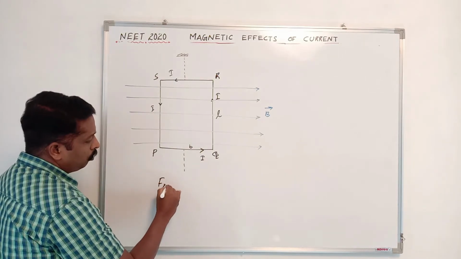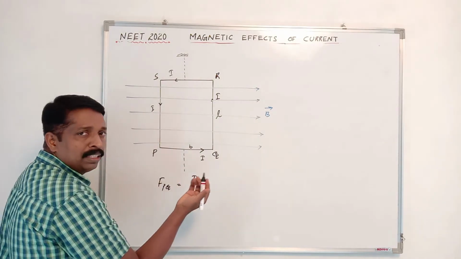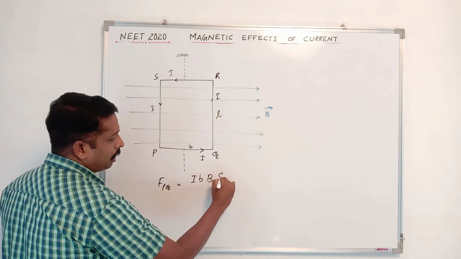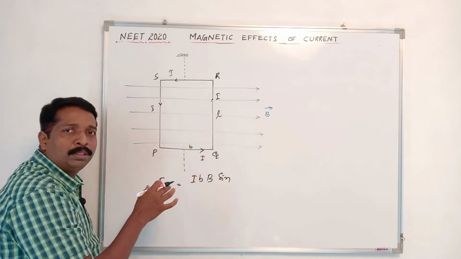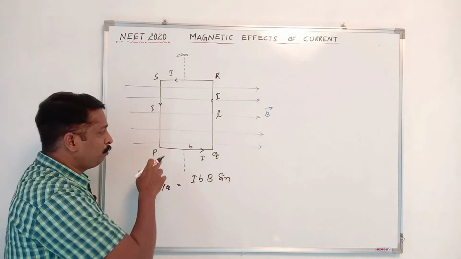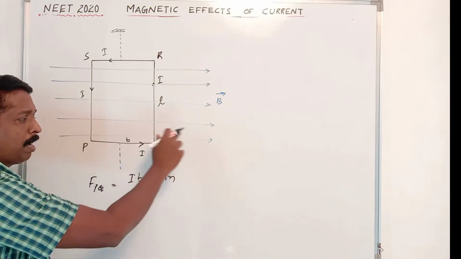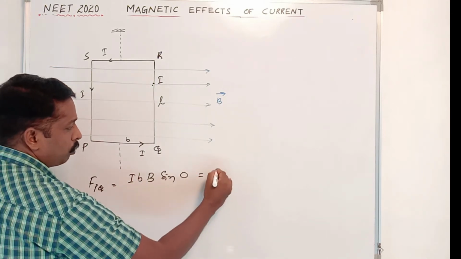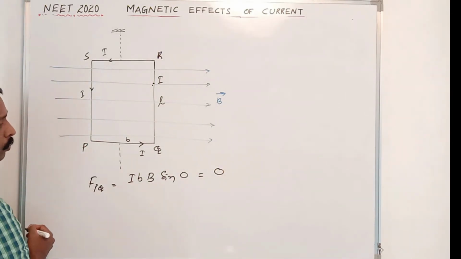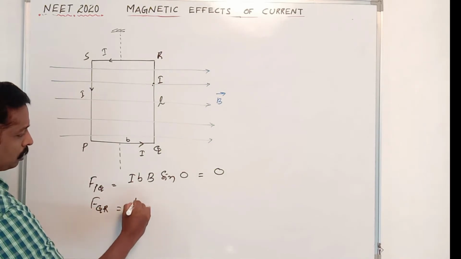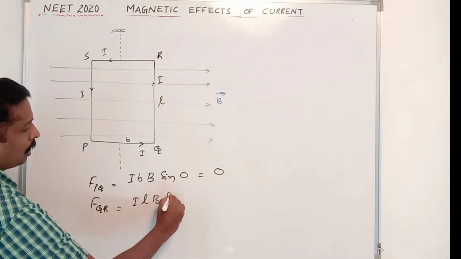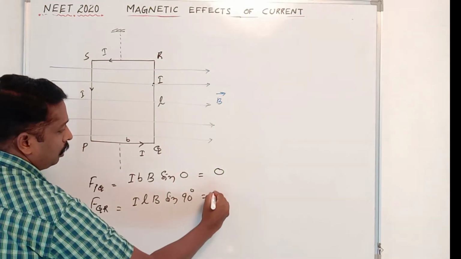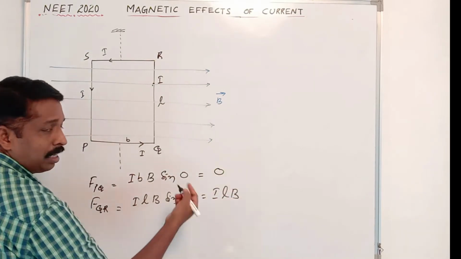Force on PQ is I L B sin theta, which is the general equation. Here the length is B, so I B B sin theta, where theta is the angle between the current element and the magnetic field. Here the current element and magnetic field are parallel, so theta is 0, sin 0 is 0, therefore FPQ is equal to 0. Force due to QR, FQR, is equal to I L B sin 90 degrees, since the angle between the length of the conductor and B is 90 degrees, so it is I L B, sin 90 is 1.